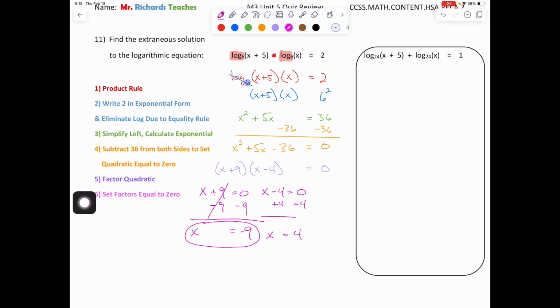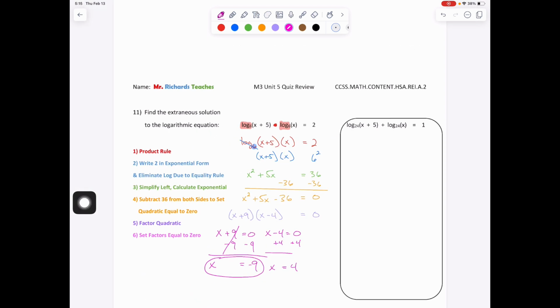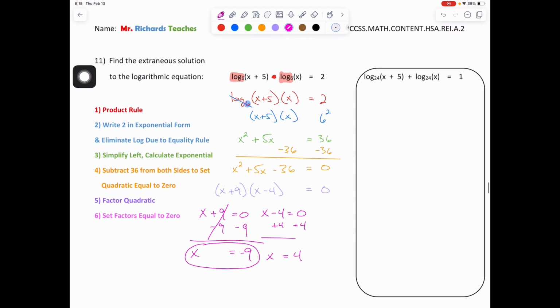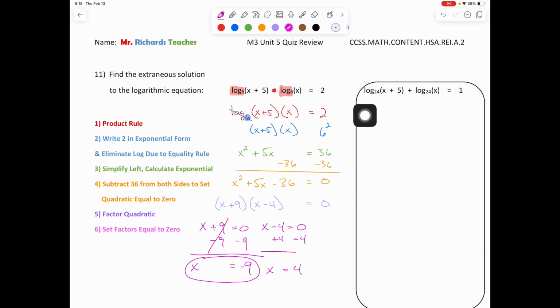Looks a little sloppy, but the extraneous solution for this one, because if we plug in a negative 9 for x, well, let's just take a look. Negative 9 plus 5 equals negative 4. And if it's not above 0, it's extraneous, making negative 9 our extraneous solution. Please feel free to jot down number 11 to practice.